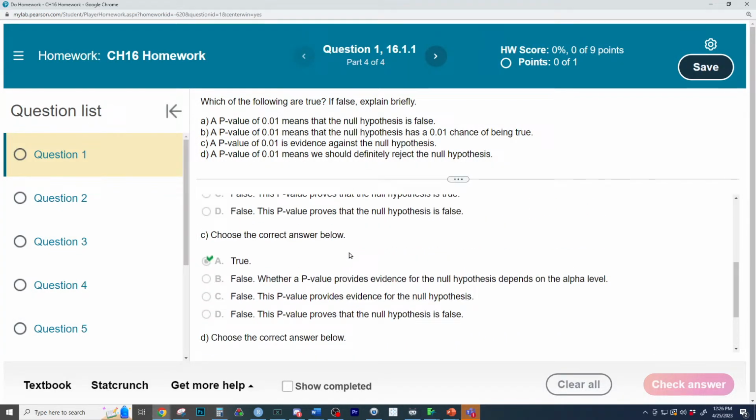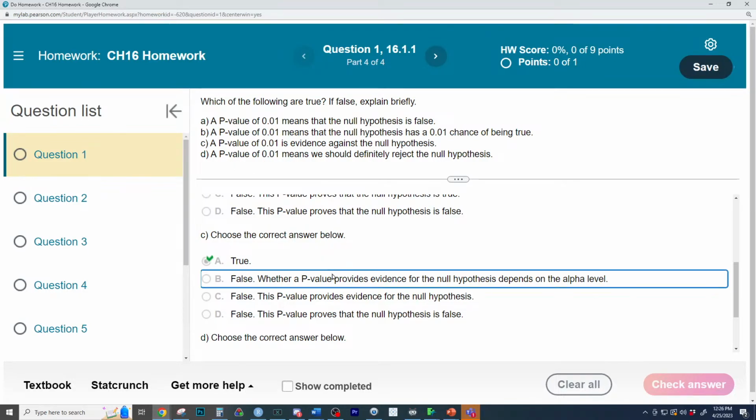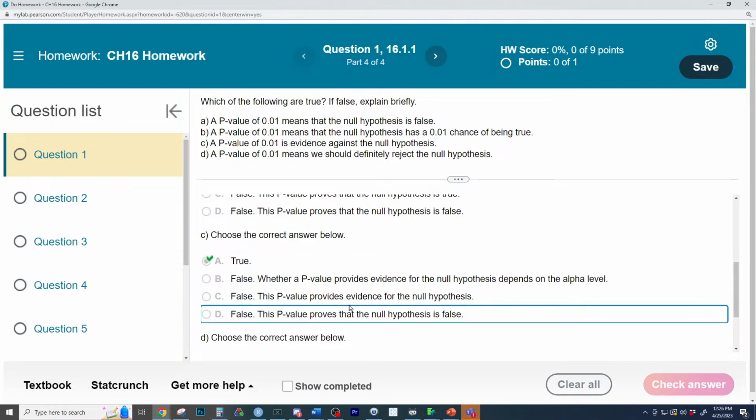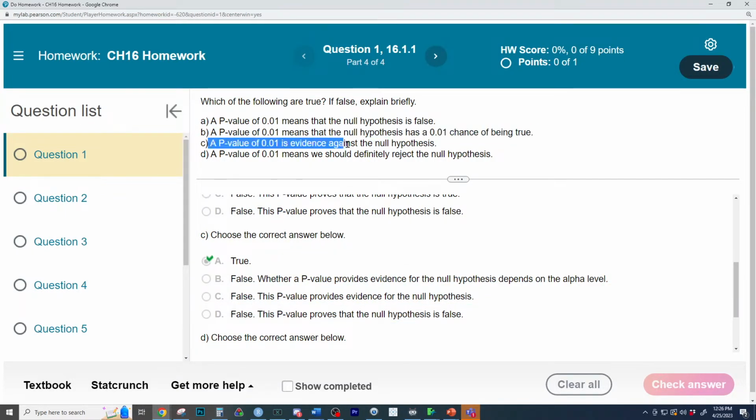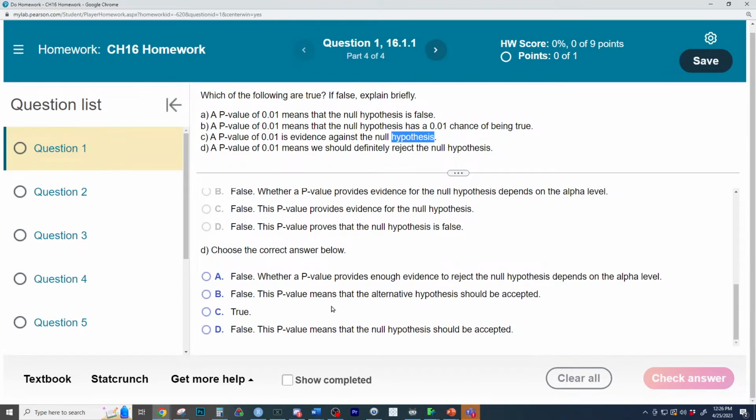Oh, no. I was reading the wrong question. A p-value of 0.01 is evidence against the null hypothesis. True. I was reading D, and I was like, these are just wrong statements. I was like, it can't be any of these. This is true. A p-value of 0.01 is evidence against the null, though whether it's sufficient evidence depends on the alpha level, which we were mentioning.